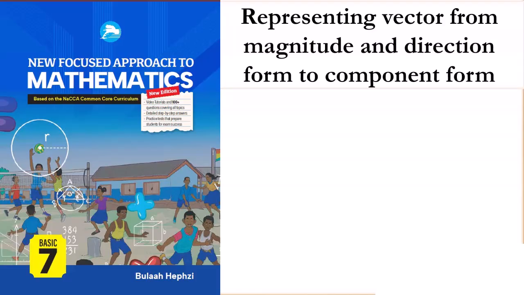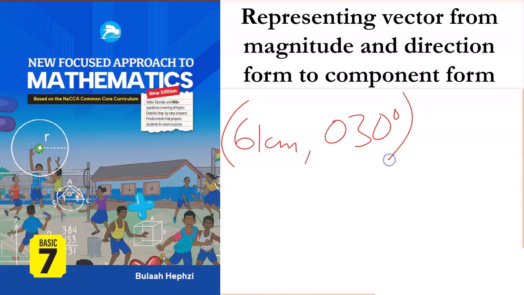This is the revised edition, and in this video, we want to learn how to represent vectors from magnitude bearing form, that is, magnitude and direction, to component form. We know that magnitude bearing form simply means having a vector like maybe 6 kilometers, 30 degrees, and we want to write it in the form of, let's say, (x, y), whereby we have an x component and a y component. That is what we want to do for this very lesson.